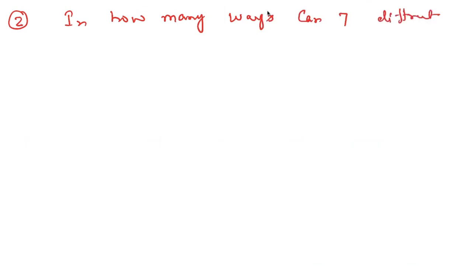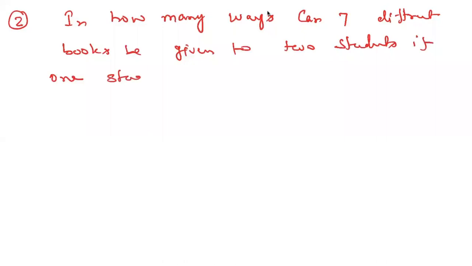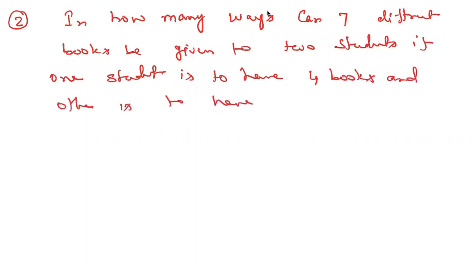Question second on this. In how many ways can 7 different books be given to 2 students if one student is to have 4 books and the other is to have 3 books?